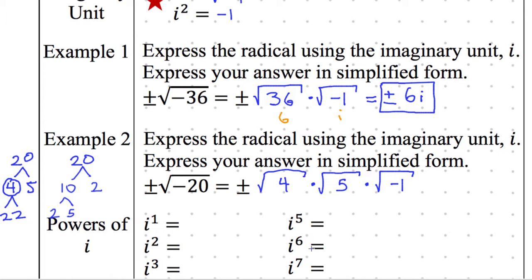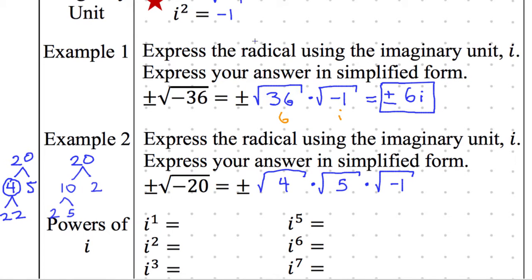I have pulled out the -1, which is really important. You need to do that every single time you're taking the square root of a negative. But I've also taken out a perfect square. Any perfect square that you see in there, you can pull that out. Sometimes you might not have some, sometimes you might.